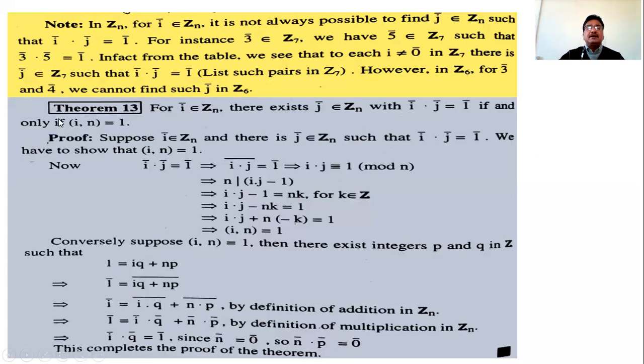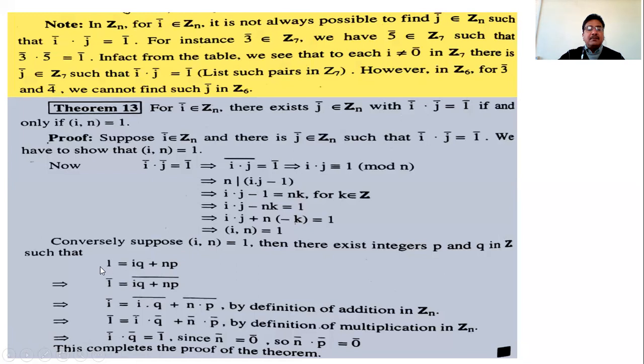So assume that the greatest common divisor of I and n is 1, and therefore by using that theorem, that if the greatest common divisor of a and b is d, then d is expressed in the form ax plus by. So there exist some integers p and q, either p and q or x and y or m and n. But n is already a notation in the theorem, so don't take m and n. Either take p and q or x and y in Z such that 1 is equal to iq plus np. Or instead of p and q, use the notation x and y.